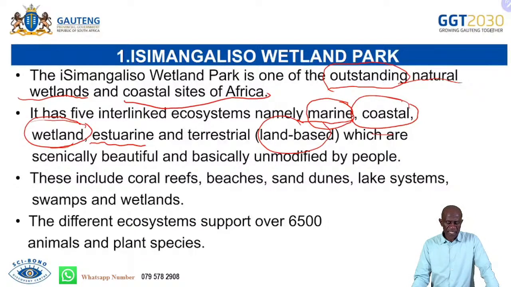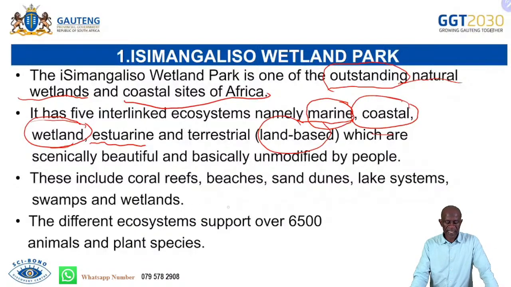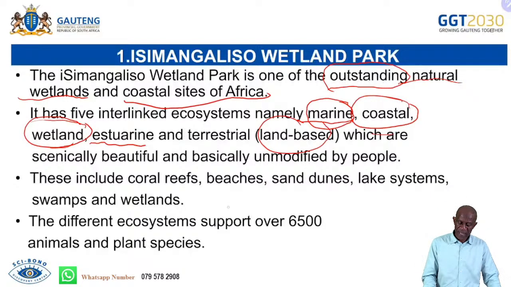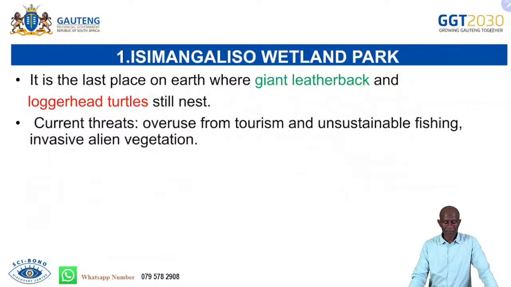And some important elements here will refer to coral reef, the beaches, the sand dunes, the lake system, the swamps, as well as the wetlands. The different ecosystems support over 6,500 animal and plant species. So over 6,500 animal and plant species depend on this ecosystem for existence.